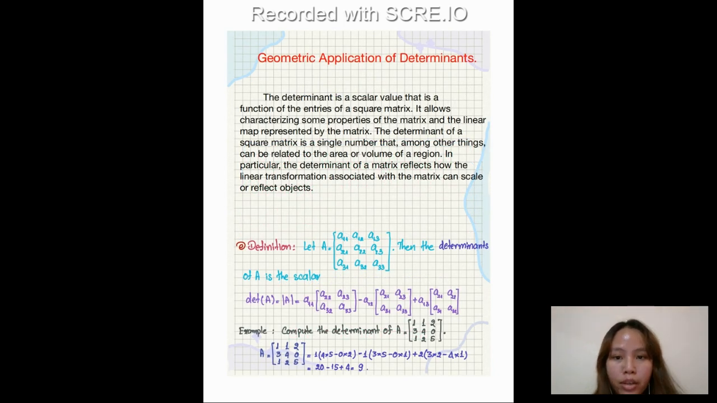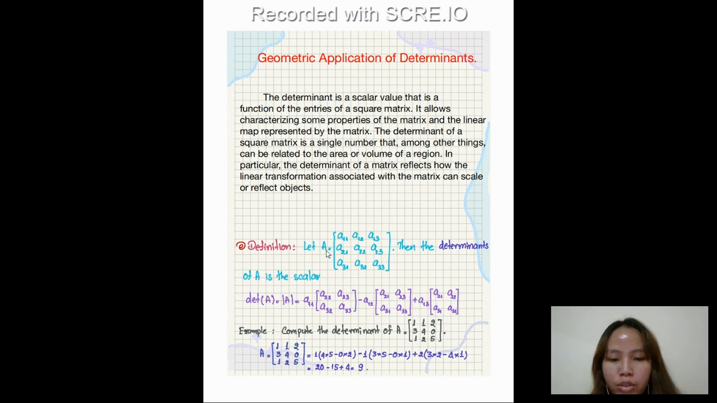Now let me tell you more about the geometric application of determinant. The determinant is a scalar value that is a function of the entries of a square matrix. It allows characterizing some properties of the matrix and the linear map represented by the matrix. The determinant of a square matrix is a single number that, among other things, can be related to the area or volume of a region. In particular, the determinant of a matrix reflects how the linear transformation associated with the matrix can scale or reflect objects. Here is the definition.